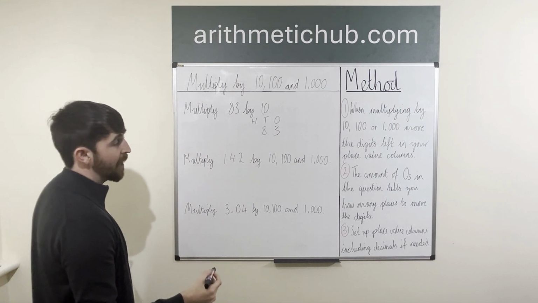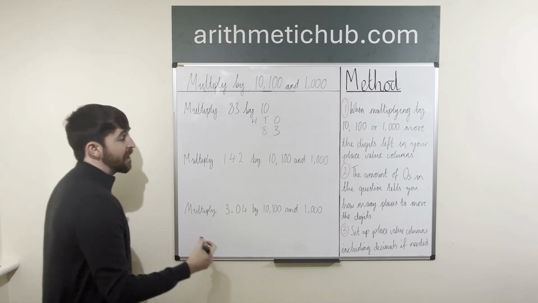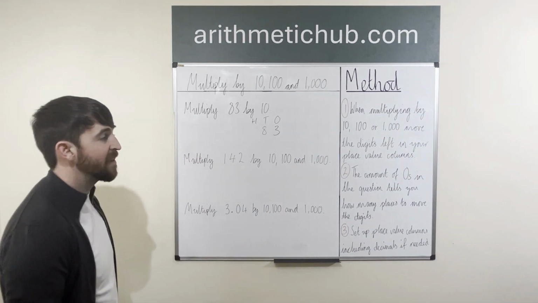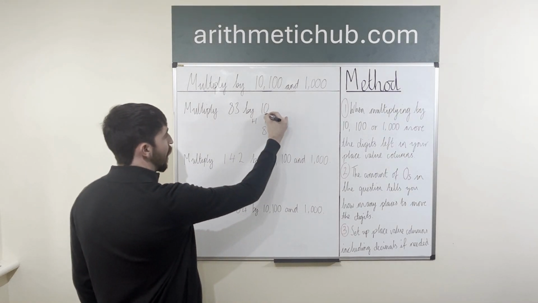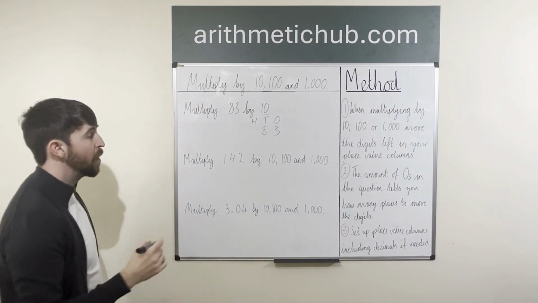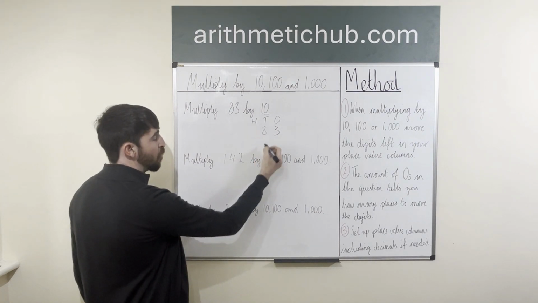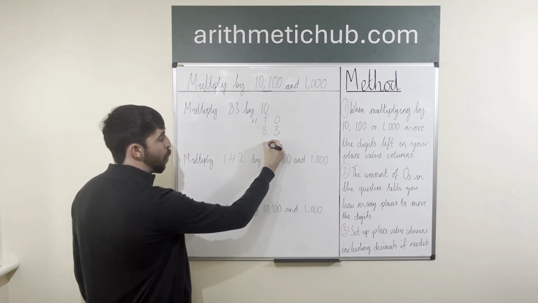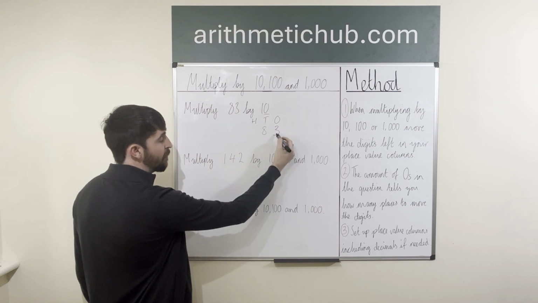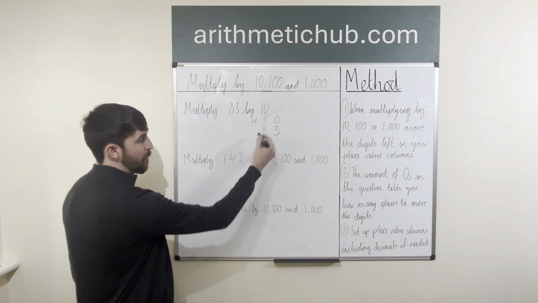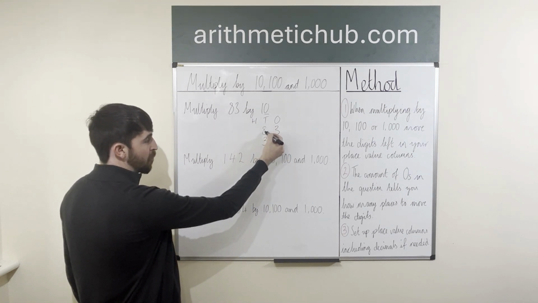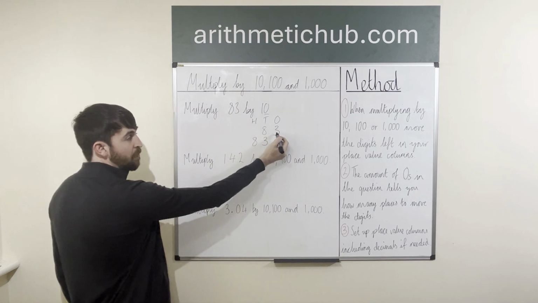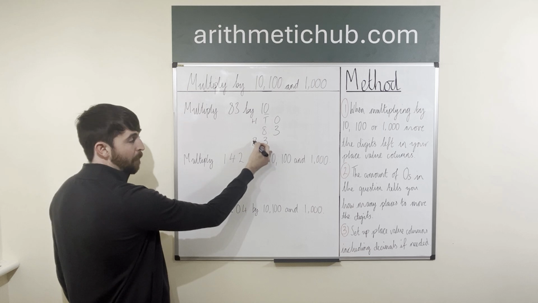I'm multiplying 83 by 10. Now my method for this type of question is I said I'm going to move the digits. So I said, when multiplying by 10, 100 or 1000, move the digits left in your place value column. So I had one zero in my question, which means I'm going to move it one place. So what I do is I would drop it down. Now I'm going to start in my ones. I'm going to drop my 3 down and move it one place to the left. So I'm going to move the 3 from the ones column into the tens column. I'm then going to do the same with my 8. I'm going to drop it down and I'm going to move it from the tens column into the hundreds column. See how the 3 has moved one place to the left, the 8 has moved one place to the left.